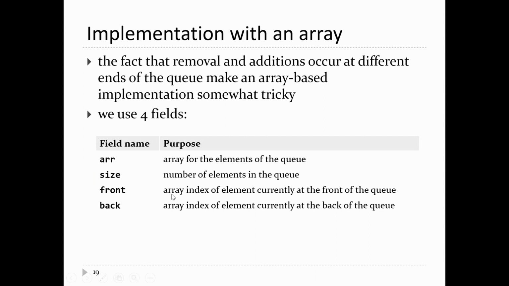So front is going to be the index of the element currently at the front of the queue, except in an empty queue. But we'll get to that in a second. Back will be the array index of an element currently at the back of the queue, except in an empty queue.